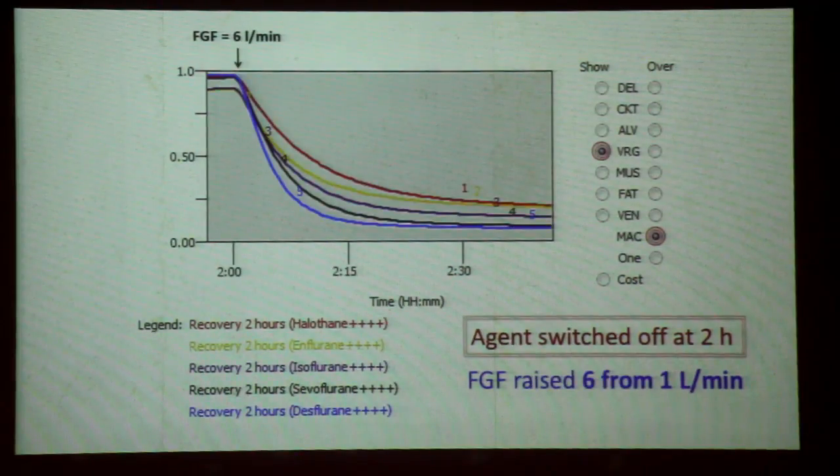So what we do is, let's increase the fresh gas flow to 6 liters. So after the surgery, or when the surgery is getting over, let us increase from 1 liter, which we were giving initially, to a fresh gas flow of 6 liters. Now what happens to the recovery profile? Now if you look at the same recovery profile, within 4 minutes the patient will wake up after desflurane, within 7 minutes from sevoflurane, within 10 minutes with isoflurane, 13 minutes from enflurane, and about 18 minutes after halothane.